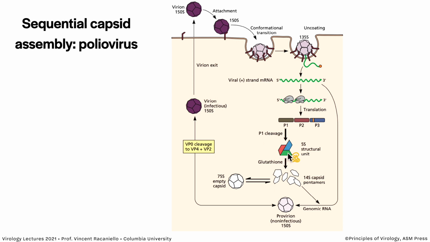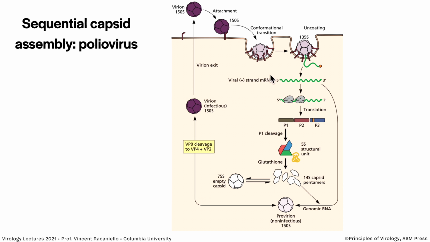It folds and then is cleaved. These 5S structural units, 5 of them come together to form a pentamer. And then these pentamers, we think, associate with genomic RNA to form what we call a provirion. And then the final cleavage of VP0 to VP2 and VP4 occurs, and that gives us the infectious particle.